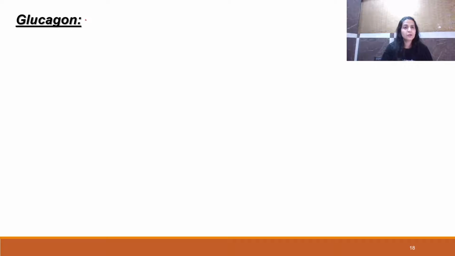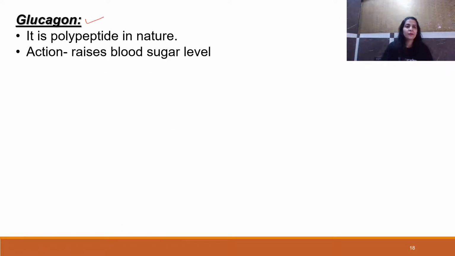Glucagon. Now we need to know about the hormone glucagon. Okay. Glucagon is polypeptide in nature, right? And what is the mode of action that it does? It raises the blood sugar level. It increases the blood sugar levels in our body.